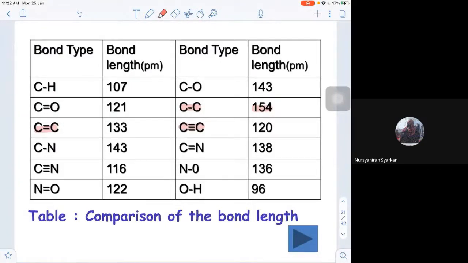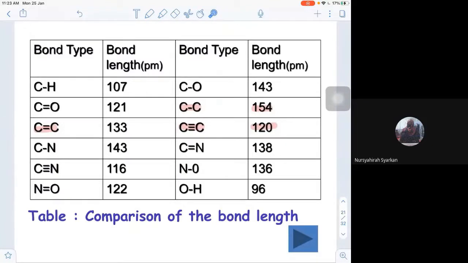Okay, the bonds are made between the same two atoms, which means the sizes of the carbons are the same. It is not the size factor that determines the length because the atoms are the same: the bond is made between carbon and carbon for all these three. But when you look at the bond length, we observe that C single C is the longest, 154. C double C is 133 and C triple C is 120.